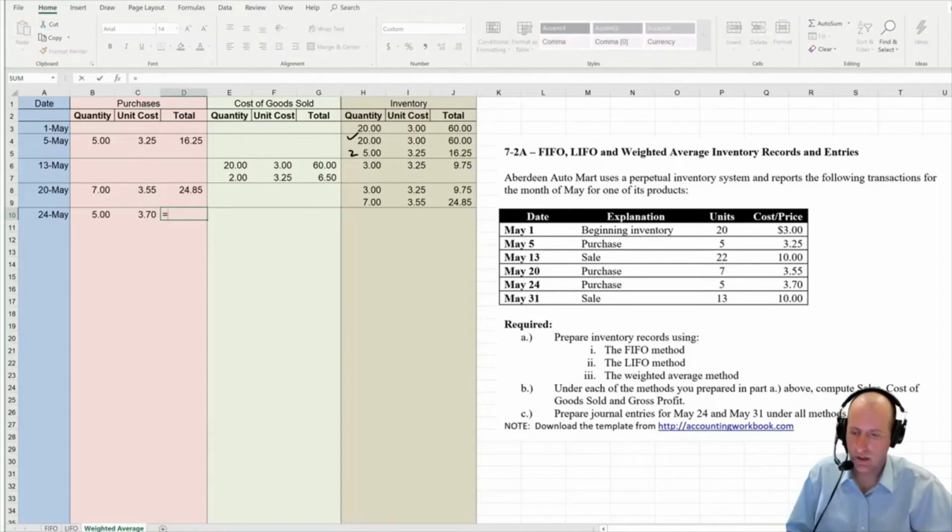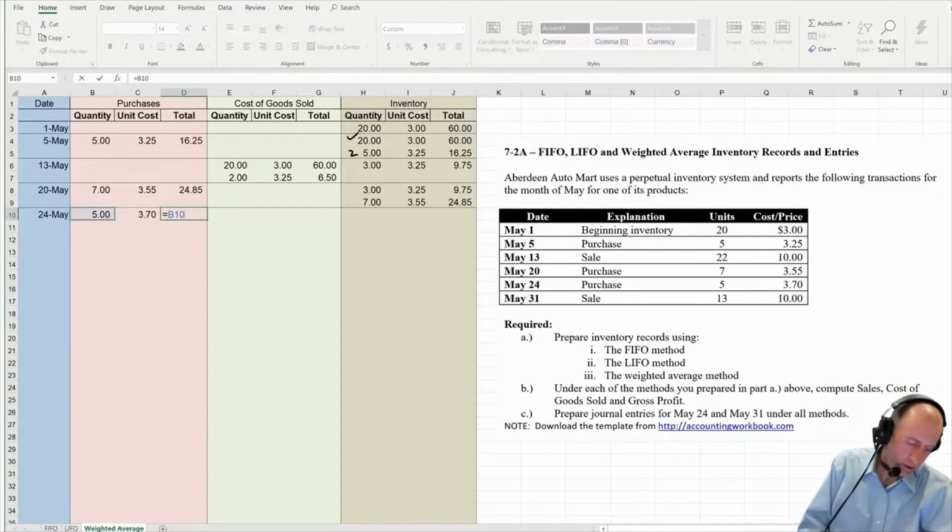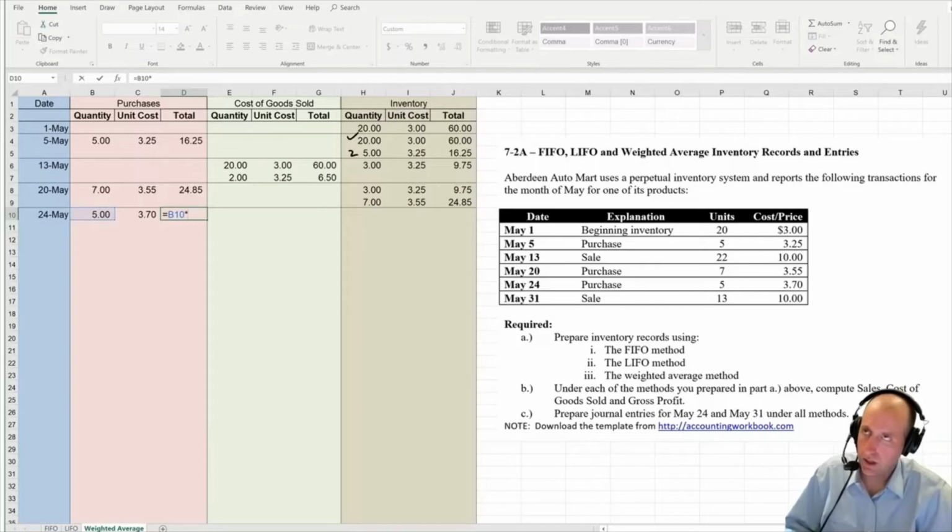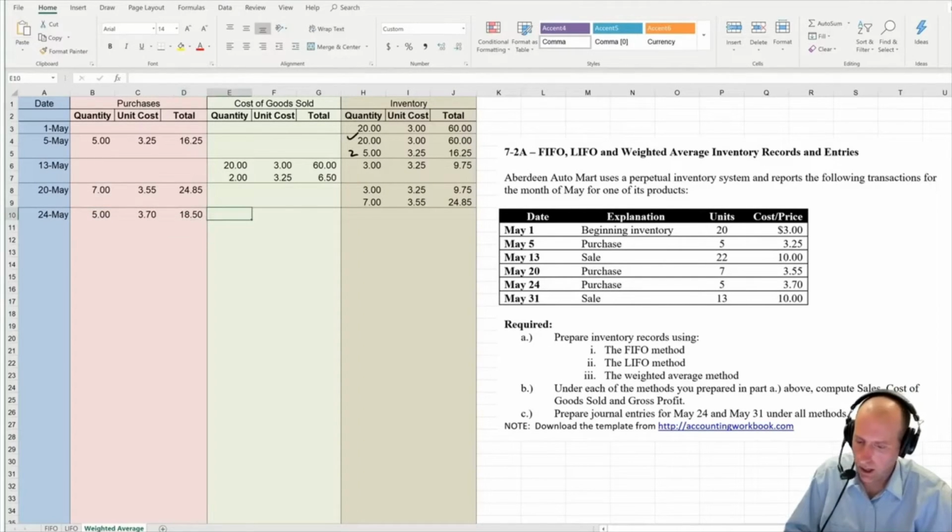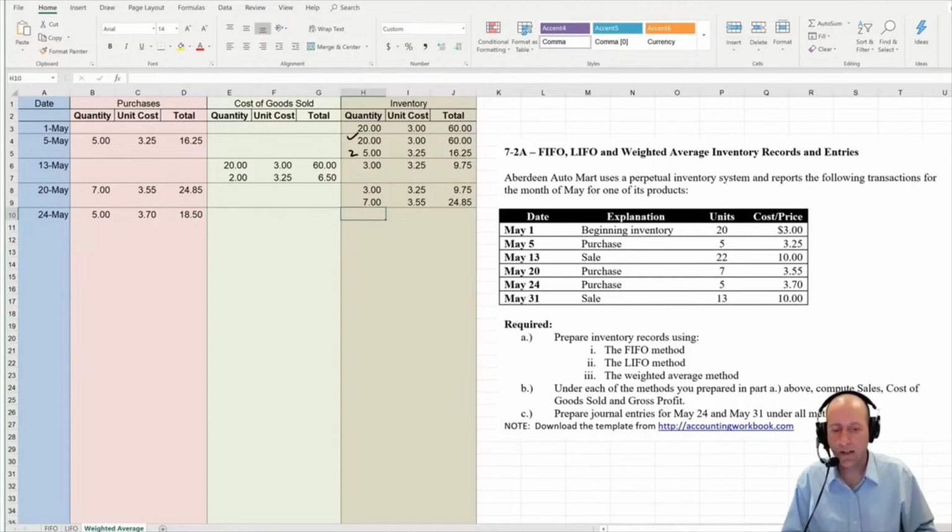5 times $3.70. Should be able to do this in my head. $18.50. See if I'm right. Yes, $18.50. I didn't make any sales today, so I had 3 at $3.25 for $9.75. I had 7 at $3.55. So I just bring those down, and I'm adding to it 5 at $3.70 for $18.50.